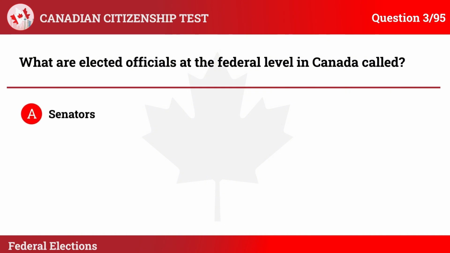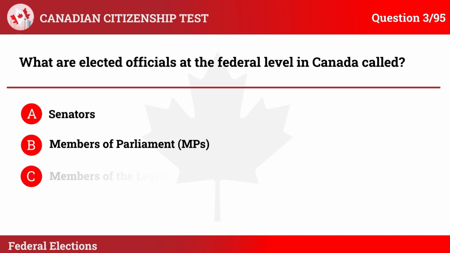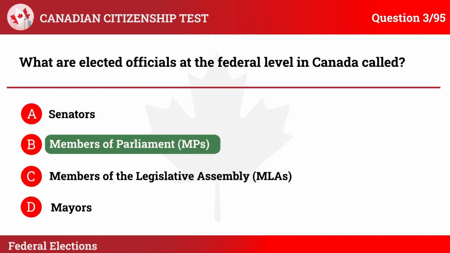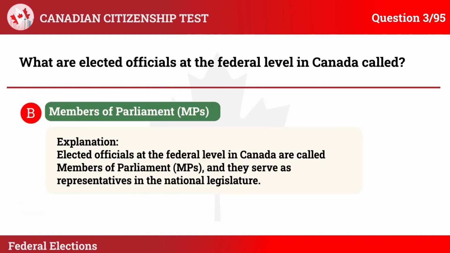Question 3. What are elected officials at the federal level in Canada called? A. Senators, B. Members of Parliament, MPs, C. Members of the Legislative Assembly, MLAs, D. Mayors. The correct answer is B. Members of Parliament, MPs. Explanation: Elected officials at the federal level in Canada are called Members of Parliament, MPs, and they serve as representatives in the national legislature.